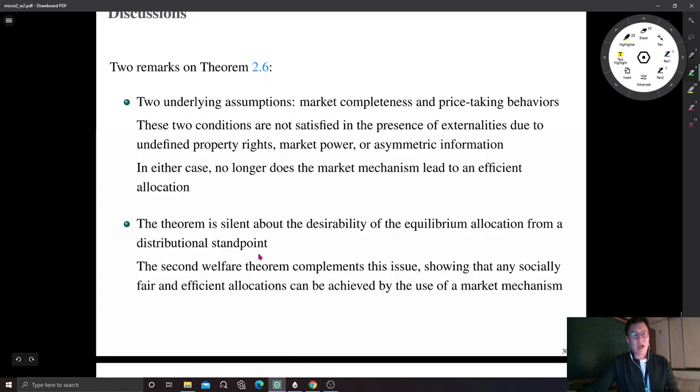In fact, the second welfare theorem complements this issue, especially the distributional issue, showing that any socially fair allocation, achieving some income or wealth equality, and efficient allocation can be achieved by the use of a market mechanism. We are going to study this next week.